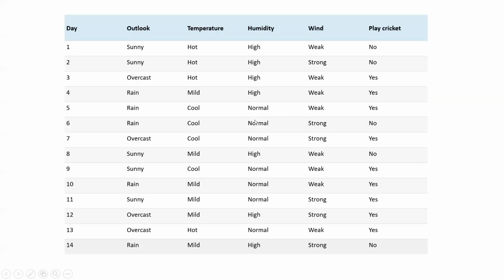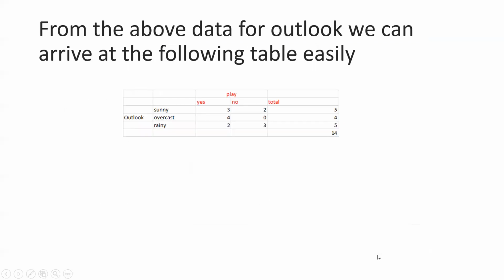When Outlook is rainy, how many rainy are there? 1, 2, 3, 4, 5. Five rainy are there. Out of 5 rainy, how many are yes? 1, 2, 3. When Outlook is rainy, there are 3 times it is yes and 2 times it is no. So overall we got 3 plus 2 is 5, 4 plus 0 is 4, and 2 plus 3 is 5. Overall we got 14.